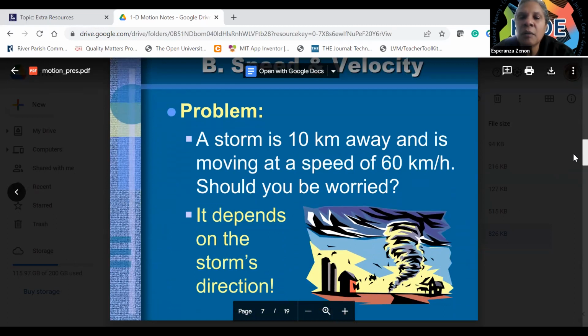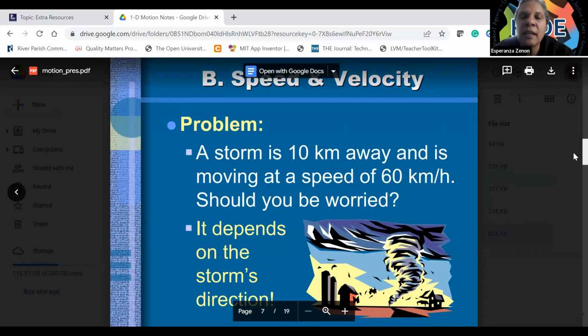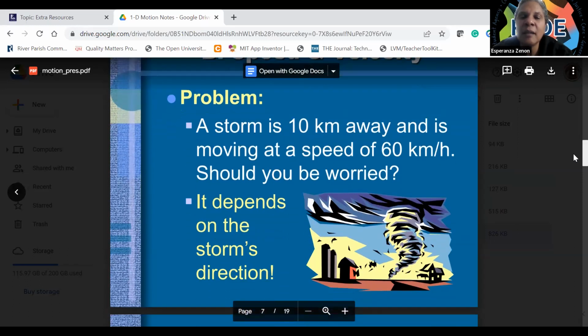So let's talk about the difference between speed and velocity. Even though I've highlighted it, I'll state it again with this simple example. A storm is 10 kilometers away and is moving at a speed of 60 kilometers per hour. Should you be worried? Well, it depends. Is the storm coming straight at you, or is it going away from you? If it's going away from you, of course, you're praying for your neighbors, but you're not as panicked.